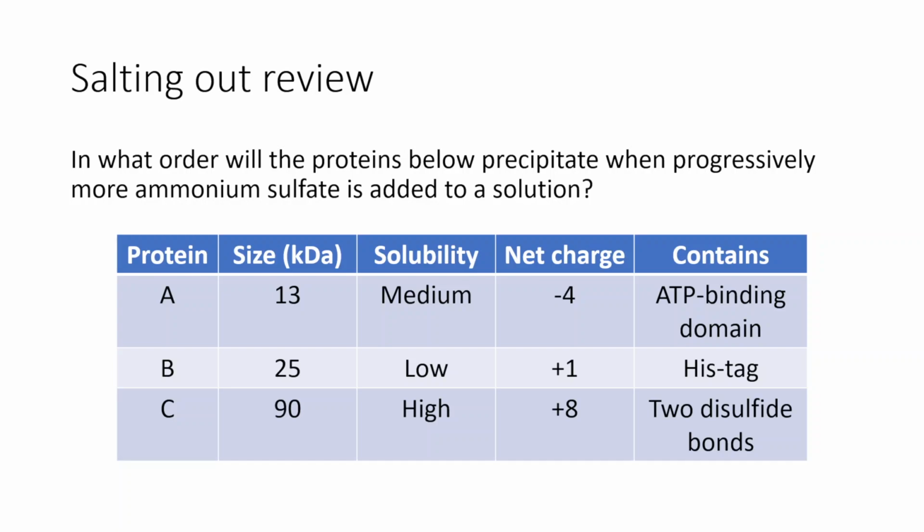All right, so which one of the properties of a protein do we need to look at when we're talking about salting out? Yeah, solubility, exactly. So when we're looking at solubility, which protein will precipitate first as you keep adding ammonium sulfate? Yeah, exactly. If you add a little bit of ammonium sulfate, first the lowest solubility protein will come out first, and then what would come out next?